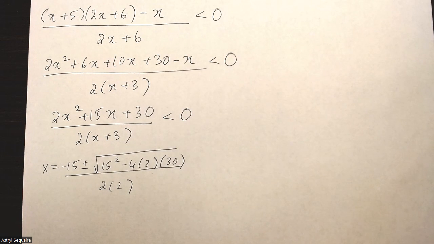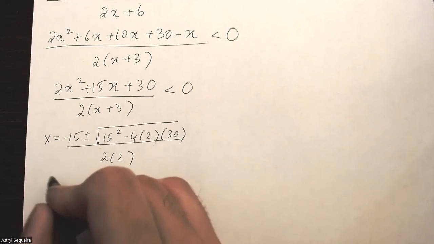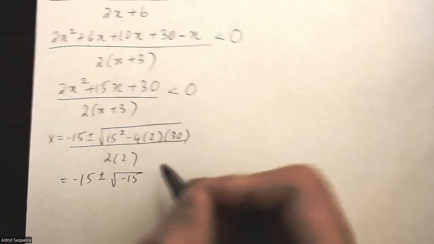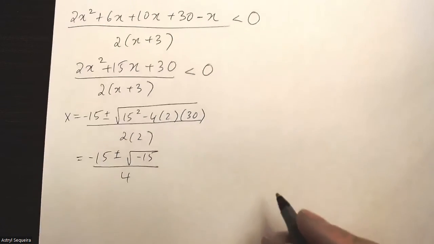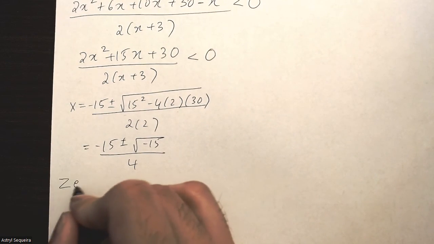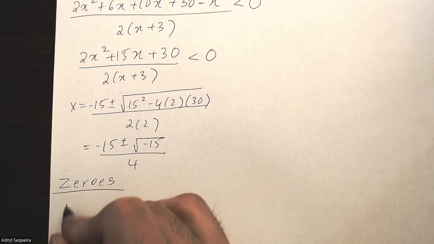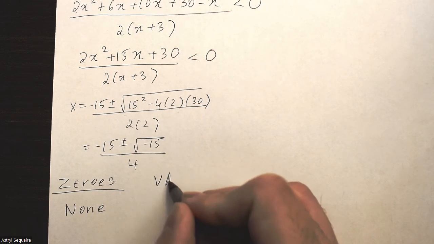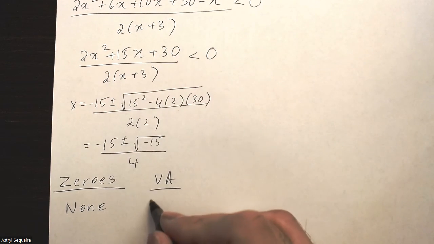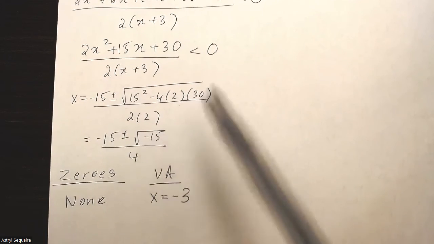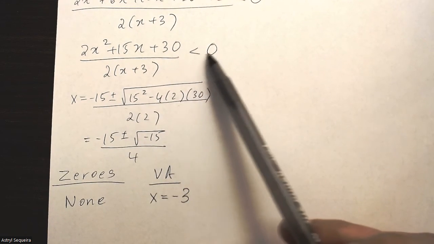Do the discriminant first. So 15 squared minus 4 times 2 times 30 is -15. So this is actually not possible to factor because my discriminant is negative, which means there are no zeros in this question. You cannot factor the top. So no zeros. And my vertical asymptote is just the solution to the denominator, which is x equals -3.